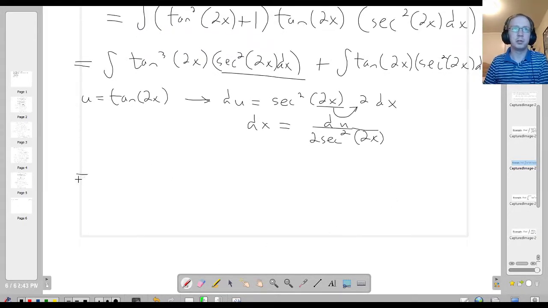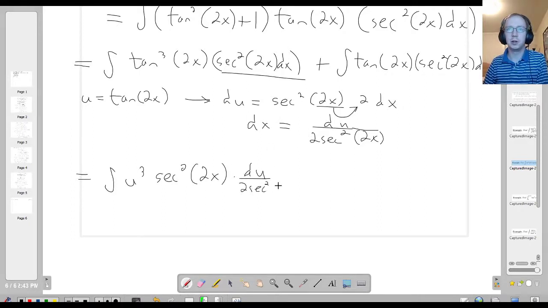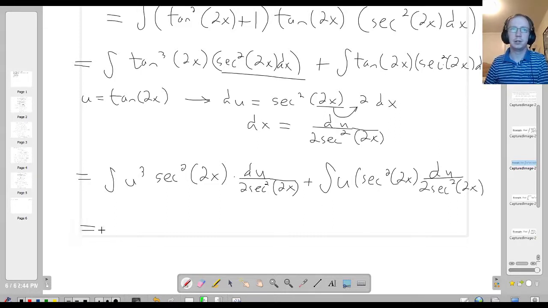Our first one, the integral of tangent cubed 2x, is going to become the integral of u cubed, and then I'm going to write secant squared 2x. And instead of dx, I'm going to write du over 2 secant squared 2x. Similar with this guy, I've got the integral of, instead of writing tangent of 2x, I'm just going to write u. And then this is going to be secant squared 2x times du over 2 secant squared 2x. So let's clean these up a little bit.